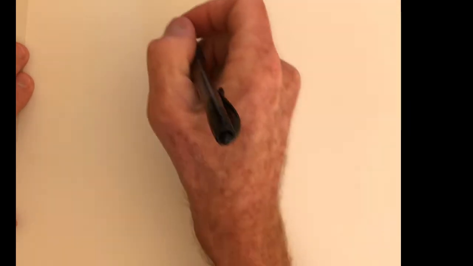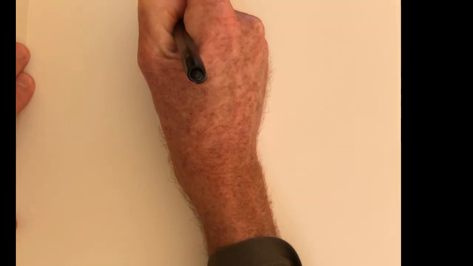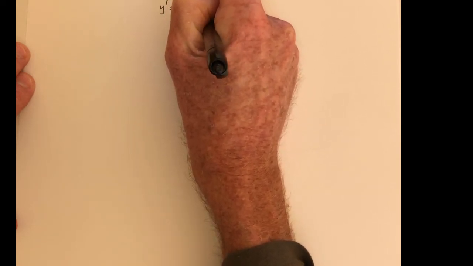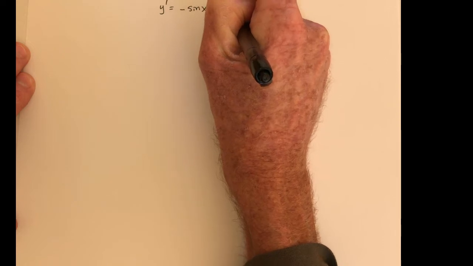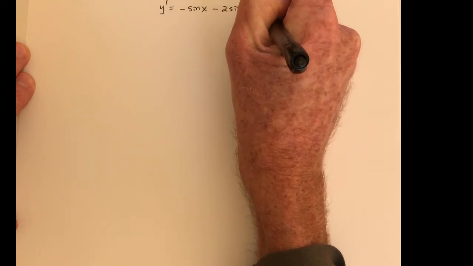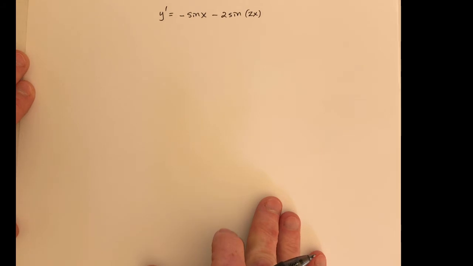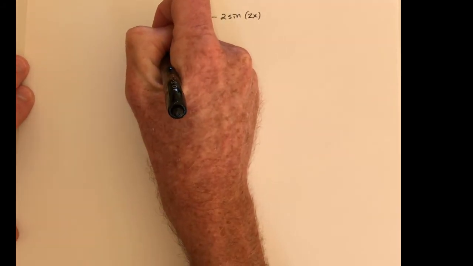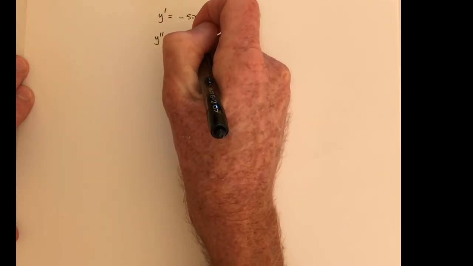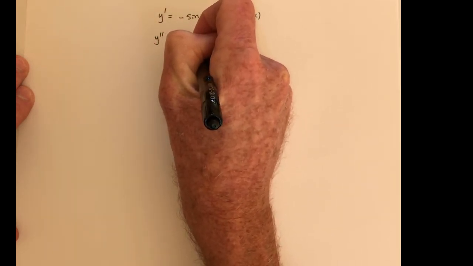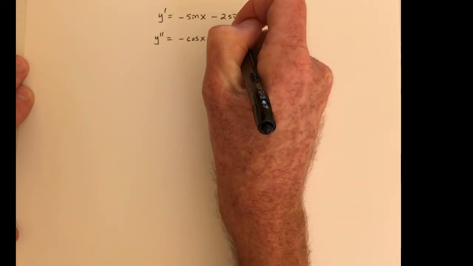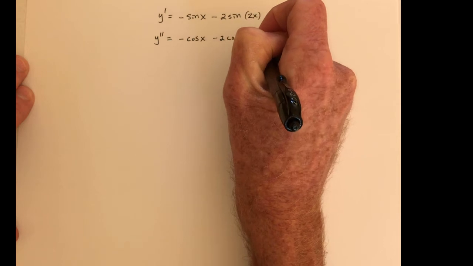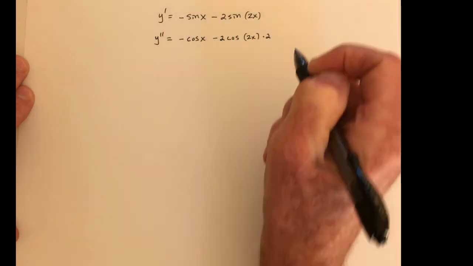Okay, so for the second derivative, of course, you start with the first derivative, which was this negative sine of x minus 2 sine of 2x. And now take the derivative of the derivative. So the second derivative will be the derivative of sine is cosine. And here the derivative of sine is cosine. But then don't forget the chain rule. The derivative of the inside is a 2.